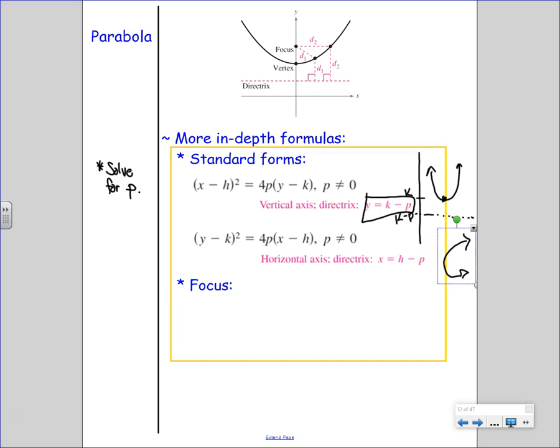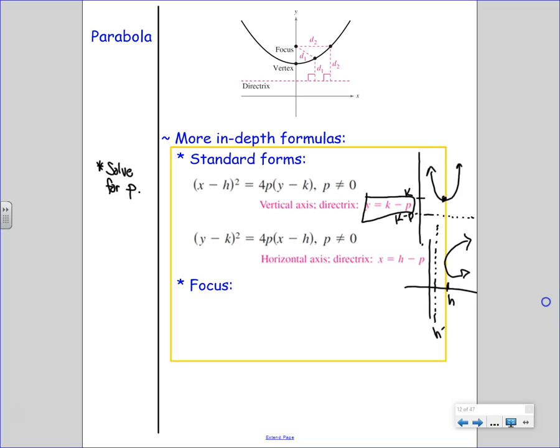Yeah, it's going to be to the left. Why? It needs to be outside. So if it's to the left, well, I'm not going to be doing a y equals line anymore. Now I'm going to be doing an x equals line. So my vertex is going to be at h, and I'm going to need to back up that p distance to get to my directrix over here.